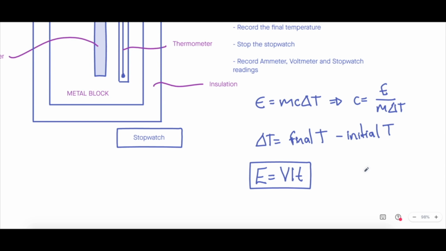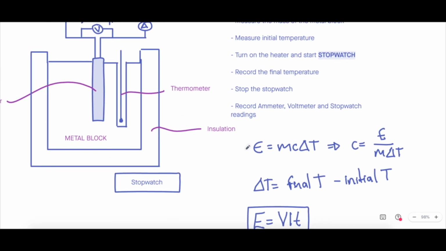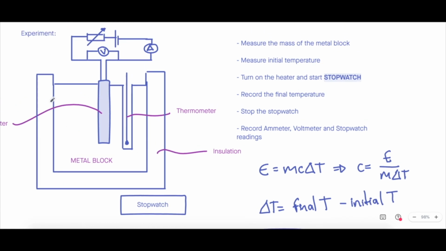Now this is for a solid metal block. Sometimes they might ask you to work out the specific heat capacity of a liquid. The process is pretty much the same. It's just instead of a metal block, you might have a beaker with a liquid inside of it.